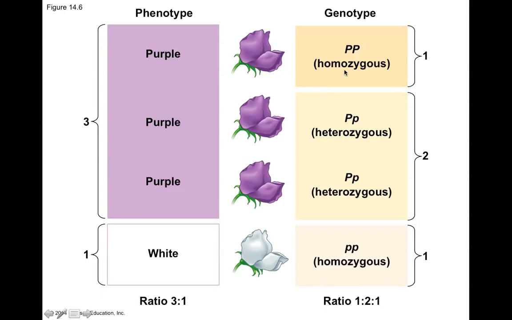There's a 1/3 chance in purple plants that you're going to have a homozygous individual, and there's a 2/3 chance that it's going to be heterozygous. So how do you know whether it's one or the other? You can do what's called a back cross. You take a purple flowered plant and cross it with a white flowered plant, and you see what the progeny are that develop.